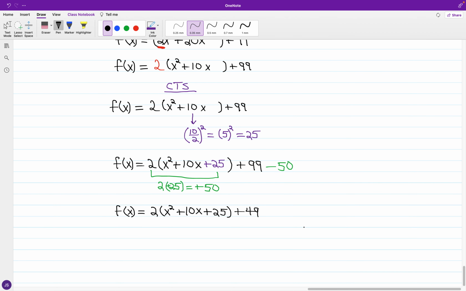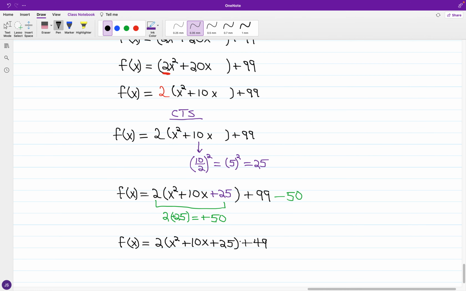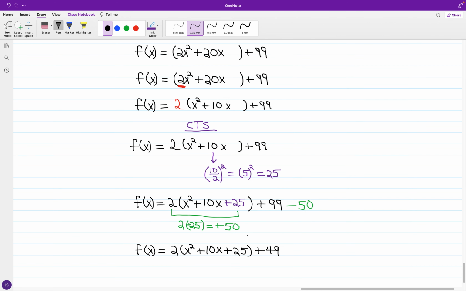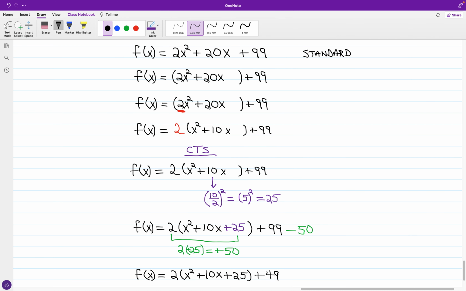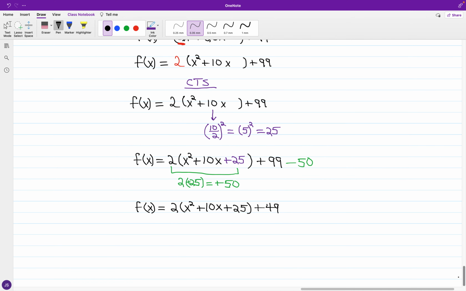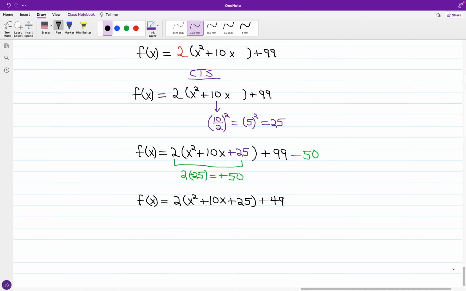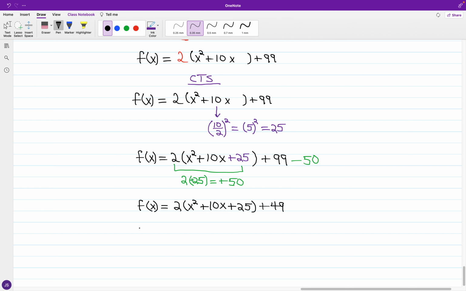And if you have any trepidations about this stage, you can see whether this is going to balance out to what I had before. If I look at distributing, 2 times x squared is 2x squared. 2 times 10x makes 20x. Now 2 times 25 is 50. 50 plus 49 is 99. So we're on the right track. Now, for what we have, you've got 2 times the square, x squared plus 10x plus 25. So we have a squared trinomial.